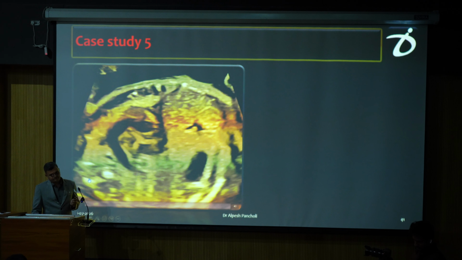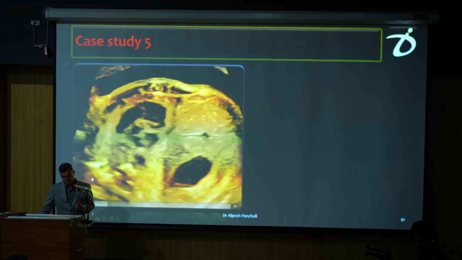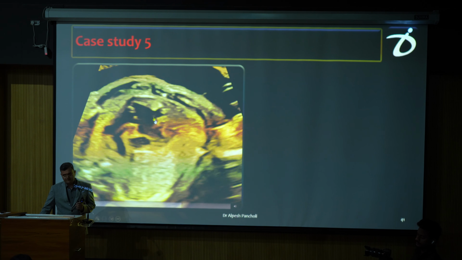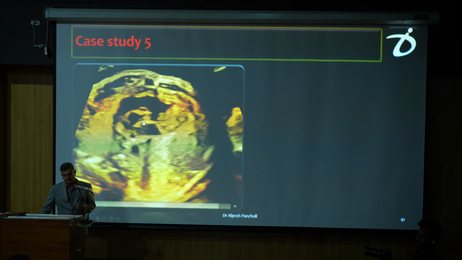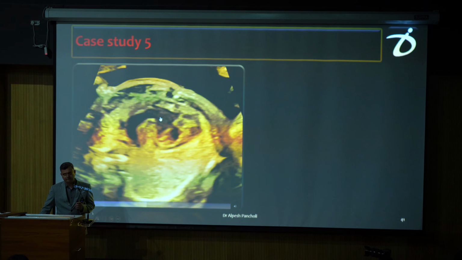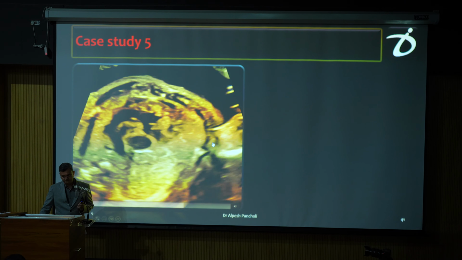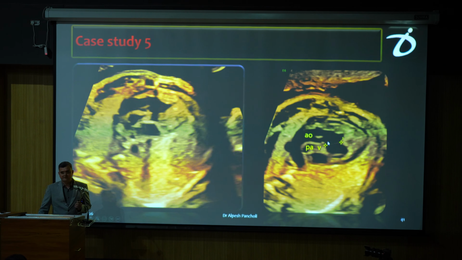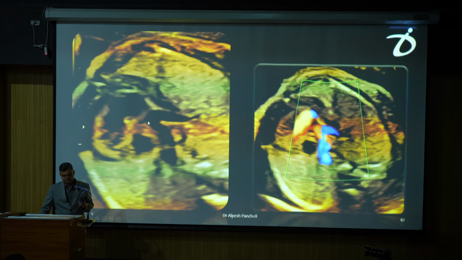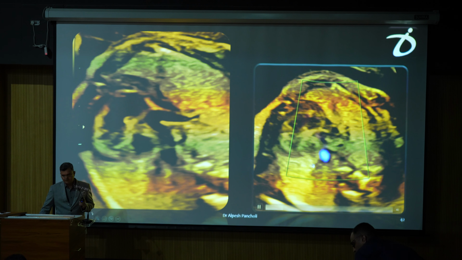Coming to the next case. So here there is a large VSD we can see, and this is the pulmonary artery, which is entirely arising from the right ventricle. So here we have a VSD and this is the left ventricle, but the pulmonary artery is arising from the right ventricle. So this is the pulmonary valve, this is the right ventricle, this is the left ventricle. But it is atretic.